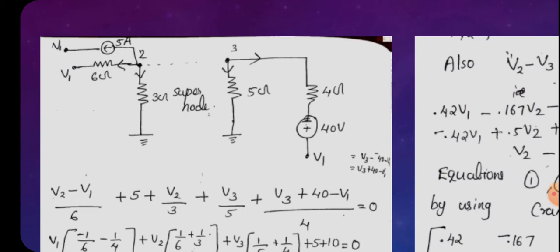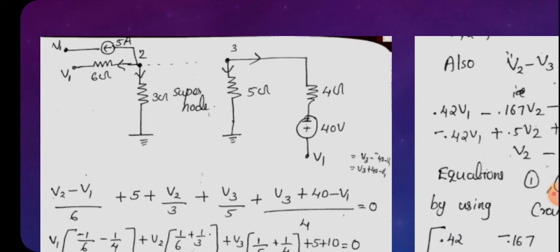And next we can write the super node equation, starting from the node 2, as (V2 minus V1) divided by 6 plus 5 ampere plus V2 by 3 plus, next is we are connecting third node, that is V3 by 5 plus (V3 minus 40 minus V1) divided by 4 equal to 0.